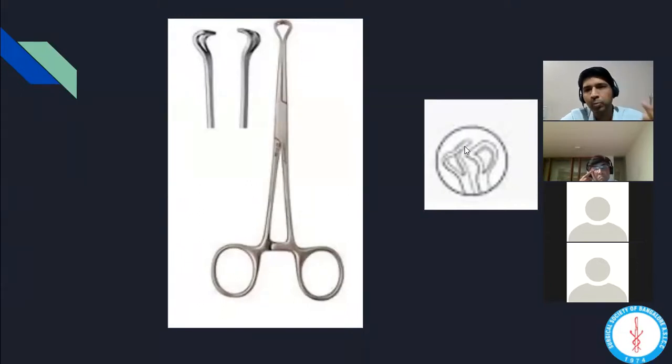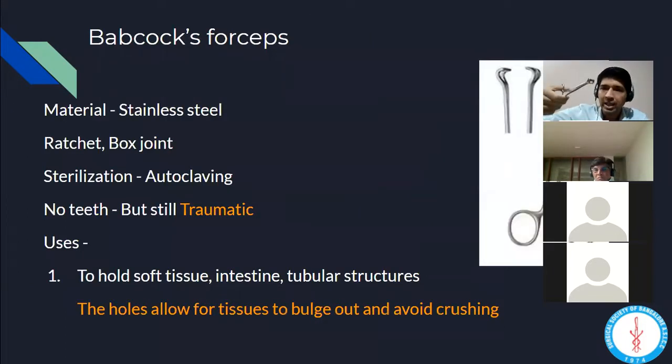This is still a traumatic forceps, but it's relatively atraumatic. It's slightly less traumatic when you compare it to the other instruments. The specialty is that it doesn't have teeth, but more important is it has a bulge at the terminal end and holes. Now, the importance of this bulge is so that you can hold soft tissue inside this, and the hole inside this allows the soft tissue to bulge out when you hold it. So it will prevent crushing of the tissues. It's giving the tissue some leeway for it to come out and prevent crushing. So this is used to hold soft tissue, intestines, tubular structures. In our hernia surgeries, when we're holding the cord structures, we pick it up and manipulate the mesh underneath, especially in our open hernia surgeries.